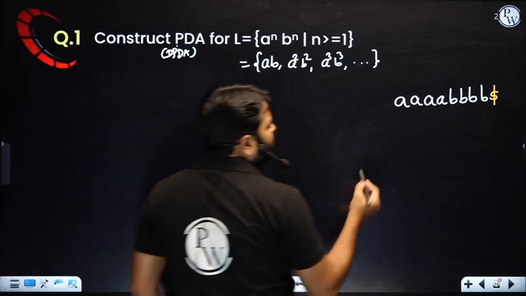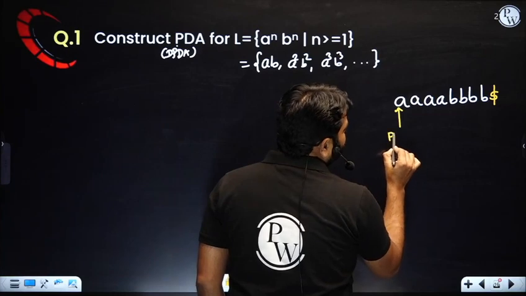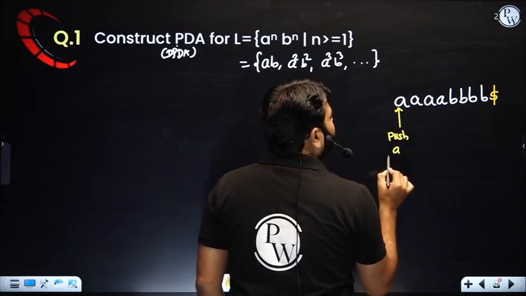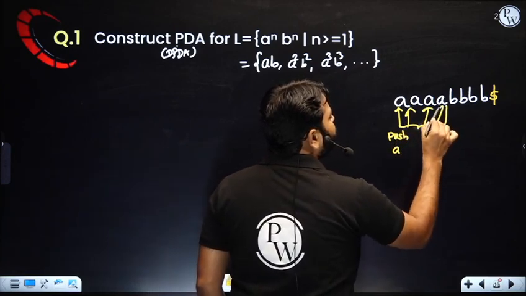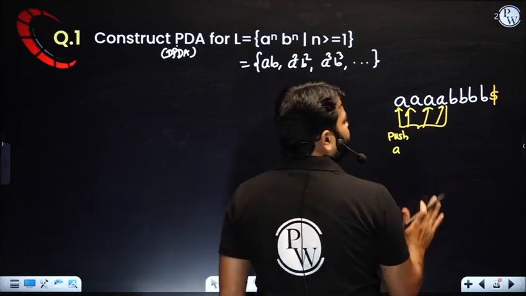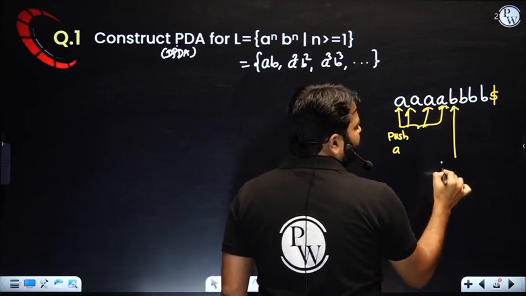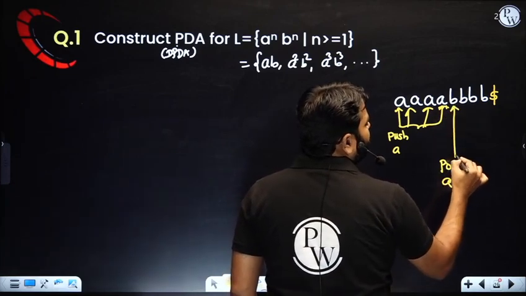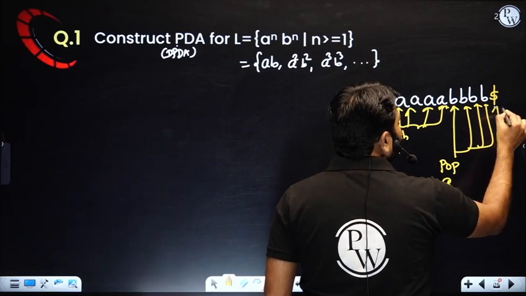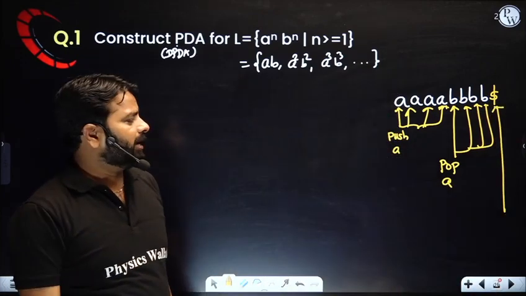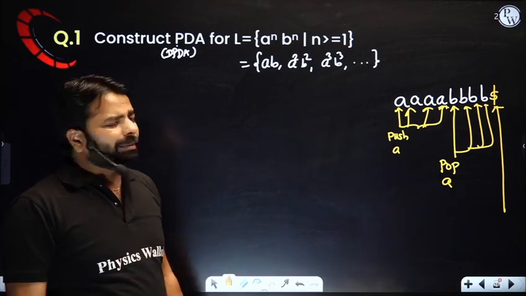Now, what is the approach? The approach is very simple. For A, what we do? You're going to push A. For all these symbols, I do the same approach, from here to here. Okay, for all of them. But from here, we are going to pop, from here till the B. But when dollar comes, you should not have any symbol on the stack. That's already we know the logic, right? Now I want to build the machine, so I'm just writing it again. Don't worry about it. Now let me start it.